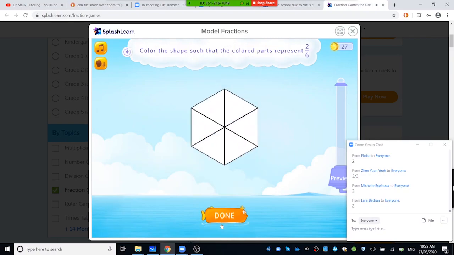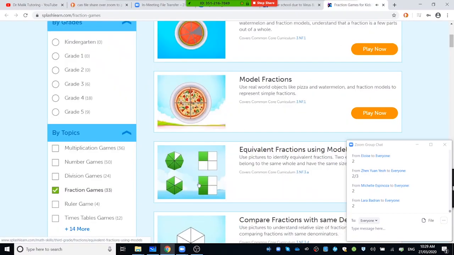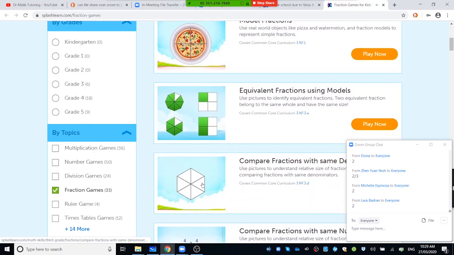I will do just one more question with you, and then we will move to the next part. Color the shape such that the colored part represents 2/6. We see there are 6 equal parts and we have to color 2. So we just do any 2. Yeah. So that's the second part. I just finished this and let's move to the equivalent fraction using model.